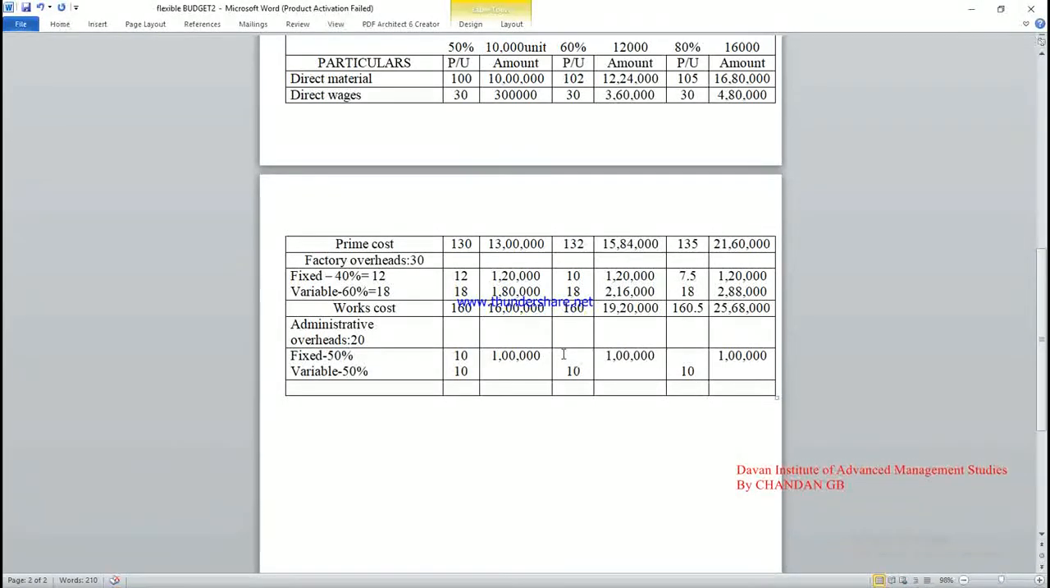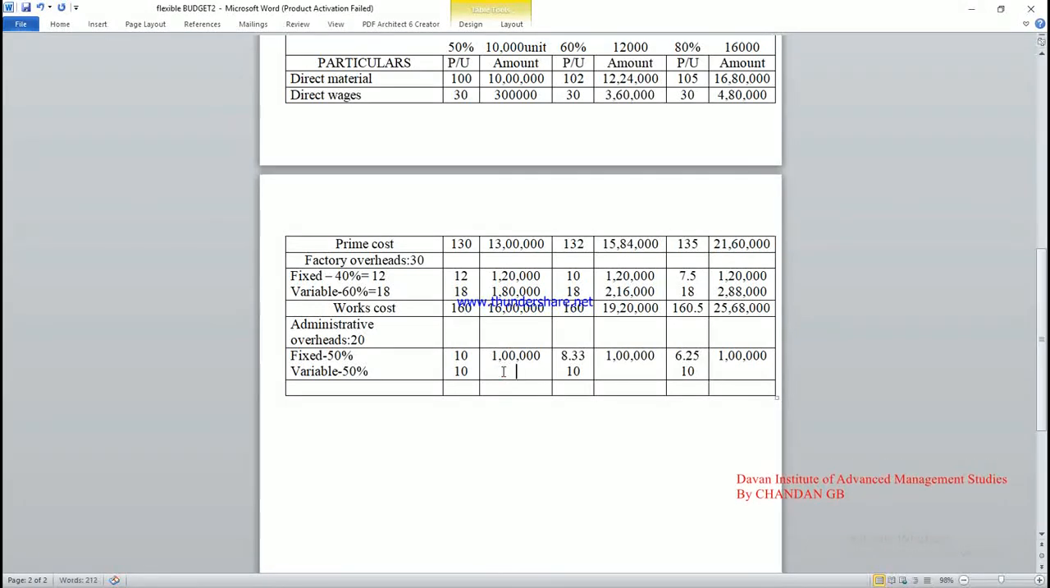Now find out the formula with that. To find out the per unit, amount divided by units, you will get the per unit. To find out the amount, per unit into units, you will get the amount. See, 1 lakh divided by 12,000, you will get 8.33. Like that, 1 lakh divided by 16,000 units, we get 6.25.